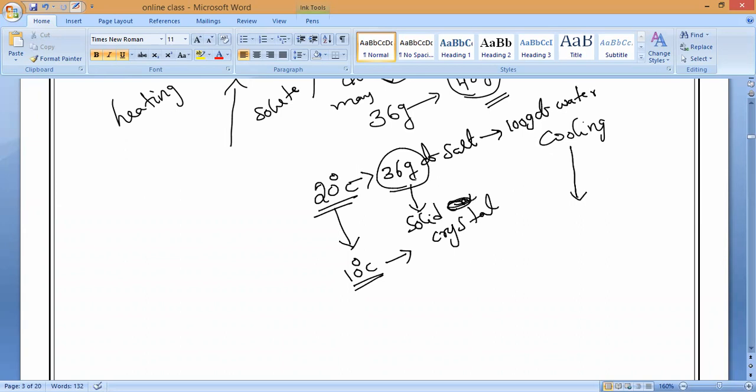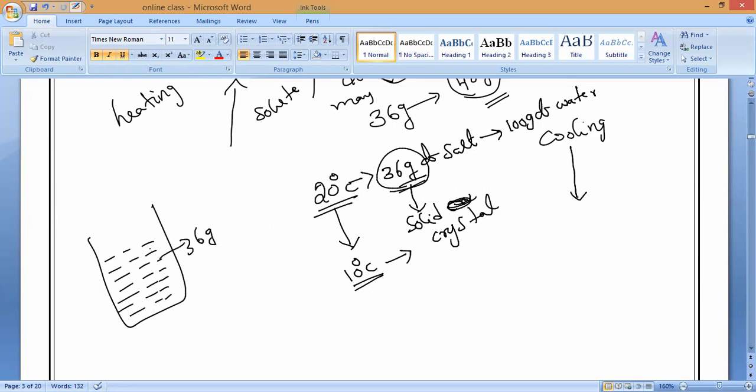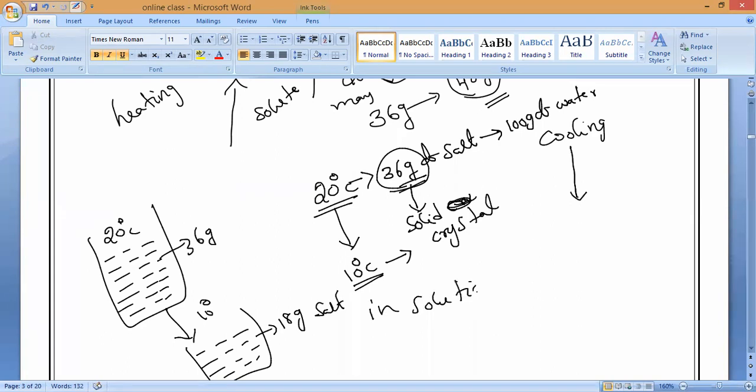Solid crystals. Because see, at 20 degrees Celsius, how much salt is present inside the solution? 36 grams. Correct or not? Now, if the temperature falls to 10 degrees Celsius, maybe, for example, 18 grams of salt remain in solution state. But the remaining 18 grams, where will it go? It will be condensed back. So it will form crystal salt.